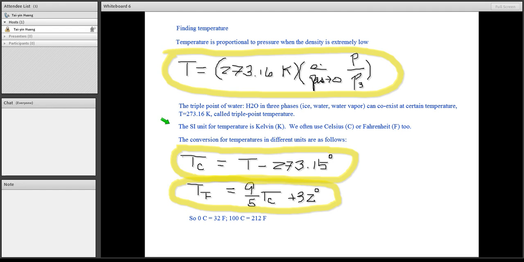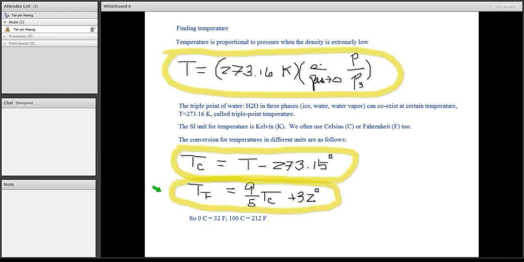So what is the conversion? Conversion for temperatures in different units. If you're given the temperature in Kelvin, then the temperature in Celsius will be just equal to the temperature in Kelvin minus 273.15 degrees. Okay, so this is the relationship between temperature in Kelvin and the temperature in Celsius. It differs just by a constant, 273.15 degrees.